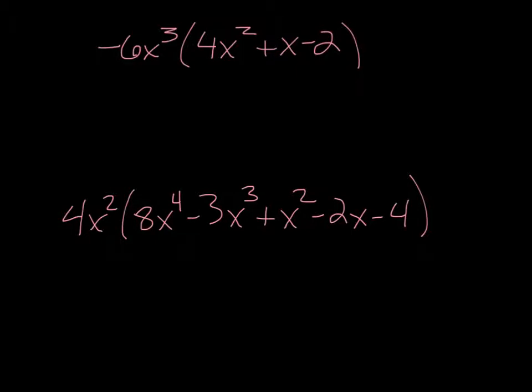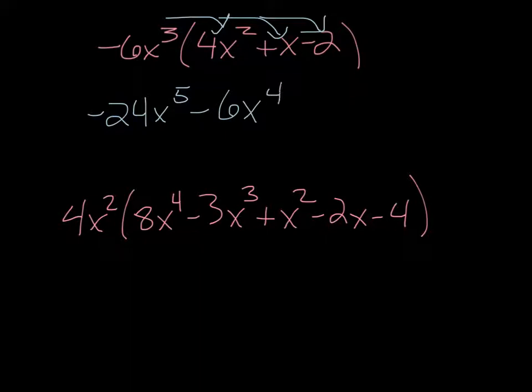So we're going to distribute. Again, every single term needs hit by this negative 6x cubed. So then you're going to get negative 24x to the fifth minus 6x to the fourth plus 12x cubed.